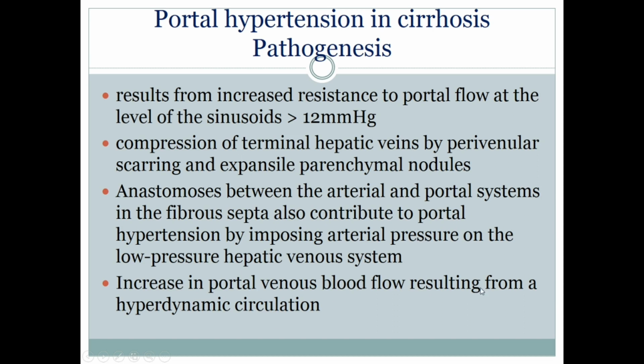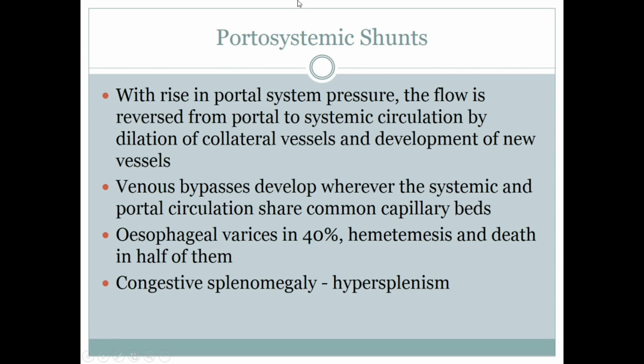An increase in portal venous flow results from hyperdynamic circulation because of this arterial pressure being pushed towards the low pressure venous system. So that is why, with the portosystemic shunts I was talking to you about, with the rise in portal systemic pressure, the flow is reversed from portal to systemic circulation by dilation of the collateral vessels and development of new vessels. Venous bypasses develop wherever the systemic and portal circulation share common beds. Esophageal varices are there in 40%. Hematemesis and death occur in half of them.